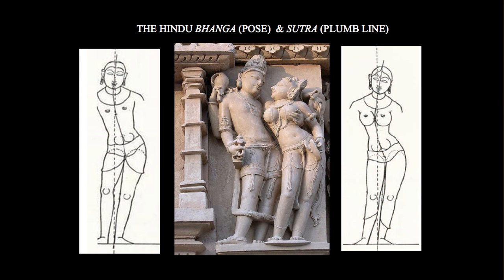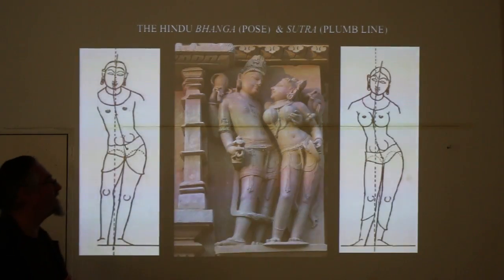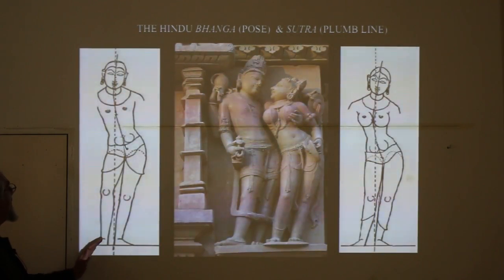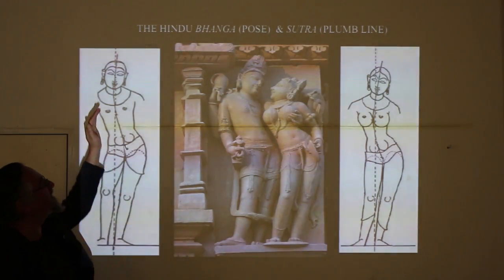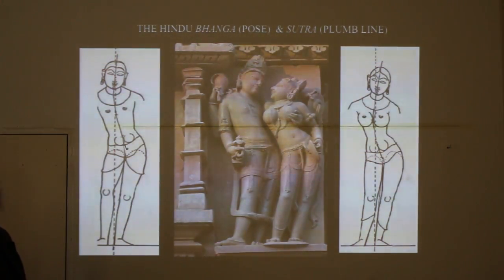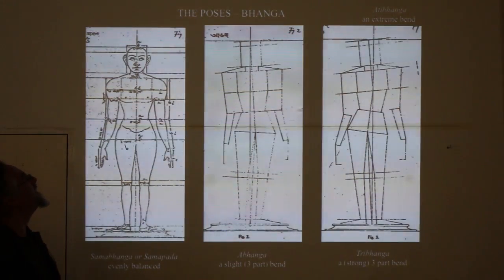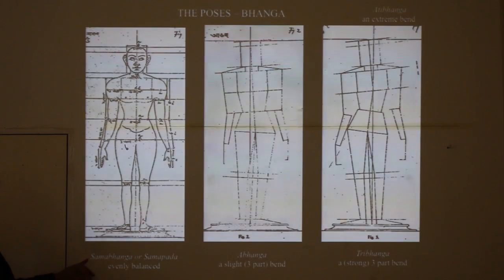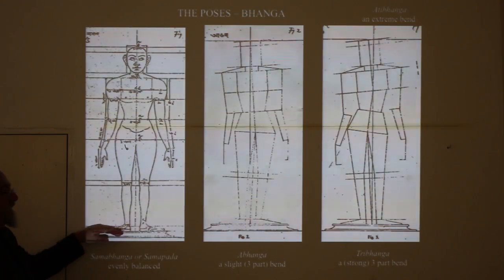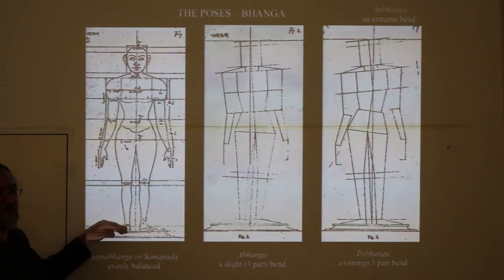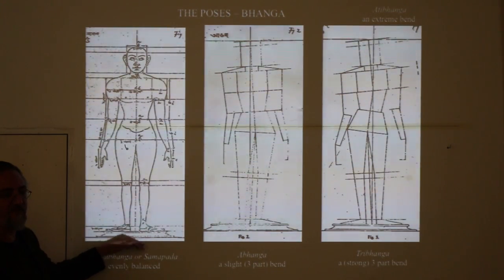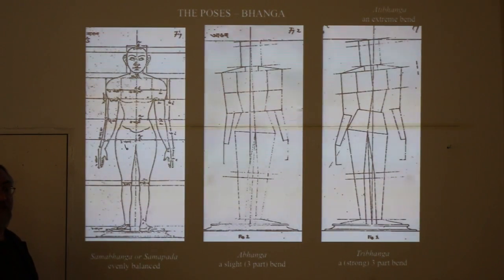And in Hindu art, you get the bhanga, the pose. And the bhanga is basically a curve, a shift, and they have a way of defining the different shifts that occur away from the sutra. There are different types, starting with the Samabhanga, which is also called the Samapada, pada being the feet. And so there's equal distribution of weight on the feet, the soles. So this is your symmetrical figure, basically. No bend whatsoever, the Samabhanga.